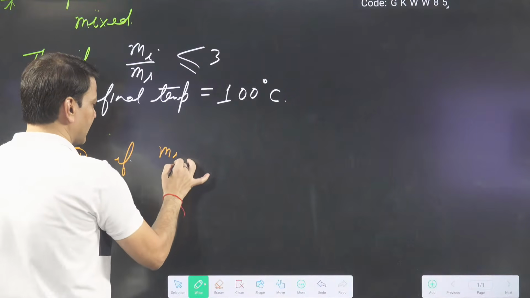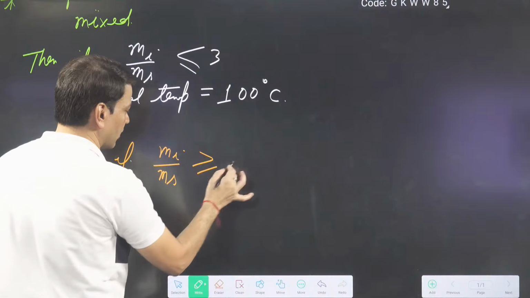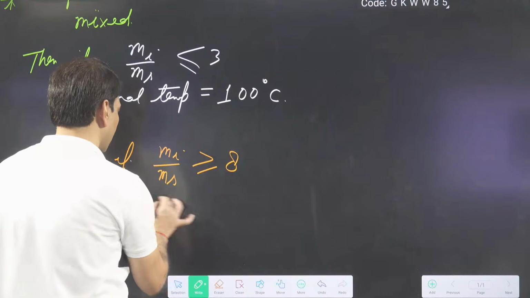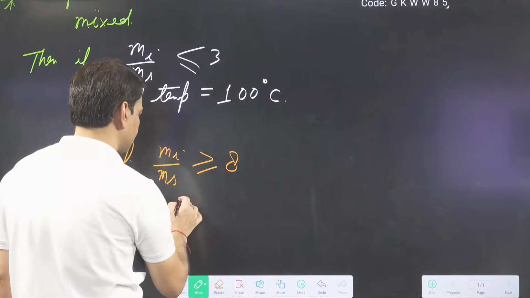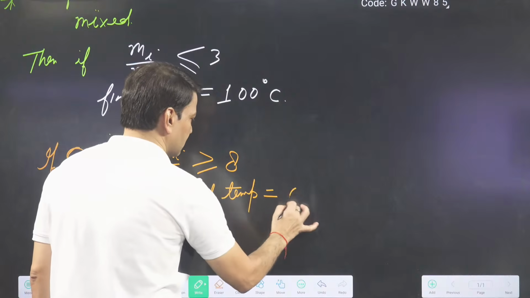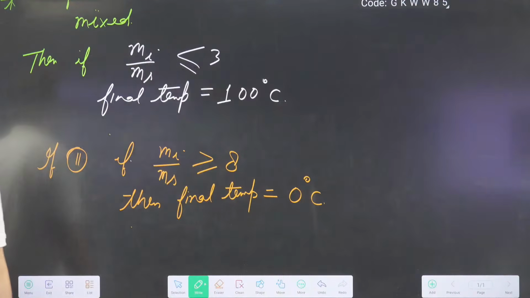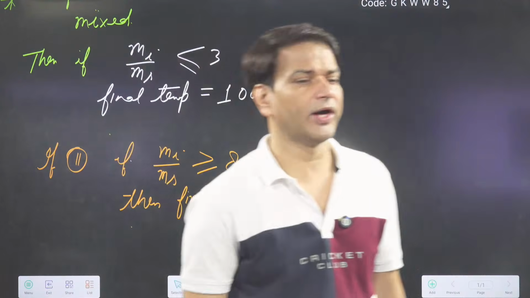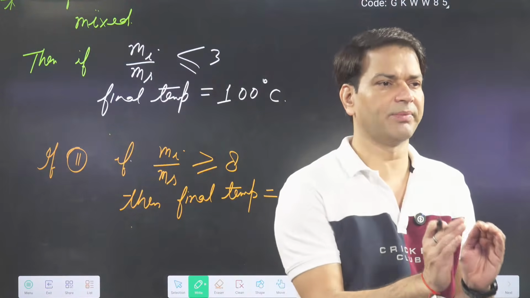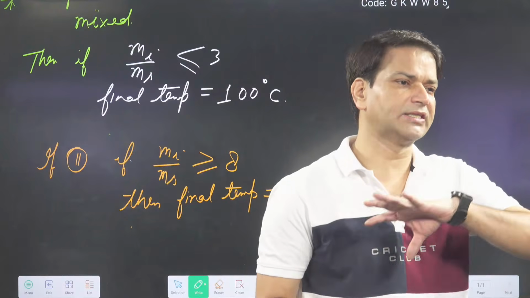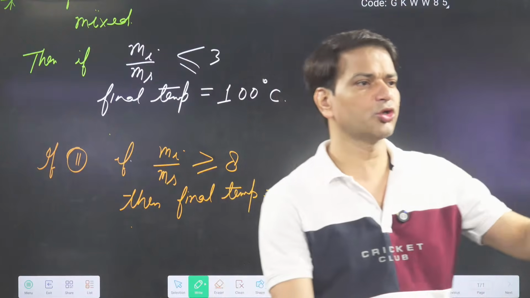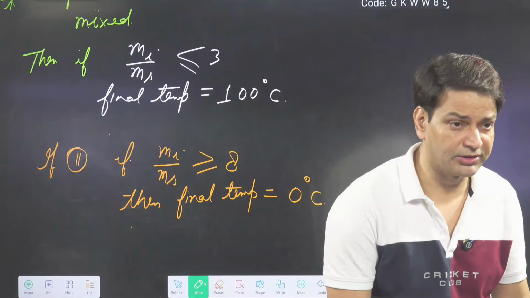Now if this ratio mi by ms you are getting greater than or equal to 8, then the final temperature is equal to 0 degrees C. More than 8, 0 degrees C, some ice will remain. Exactly 8, it means the whole ice will melt and the whole steam will condense, so completely we will have water. But if this ratio is more than 8, then the final temperature will be 0 degrees C.